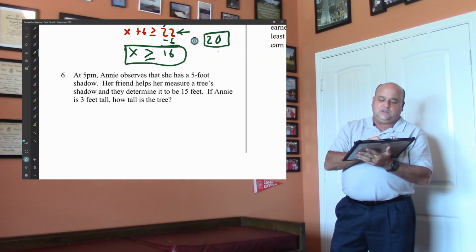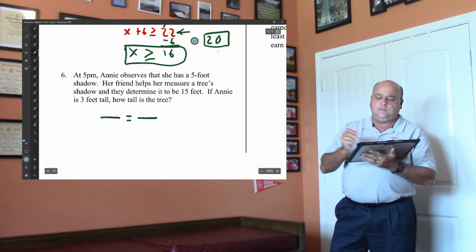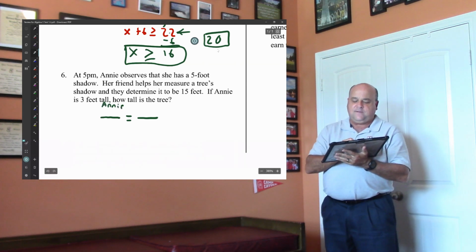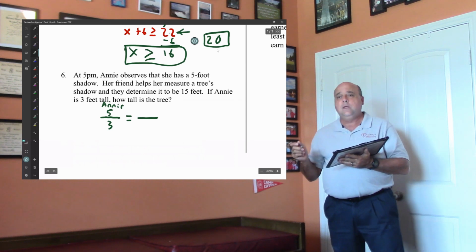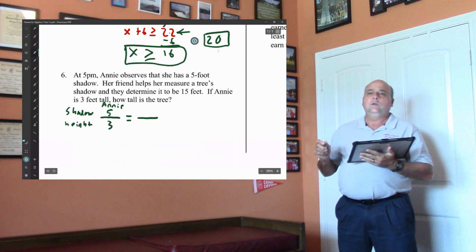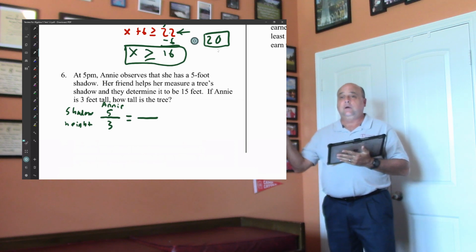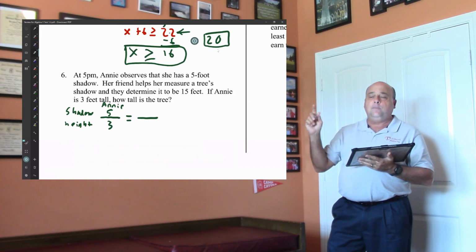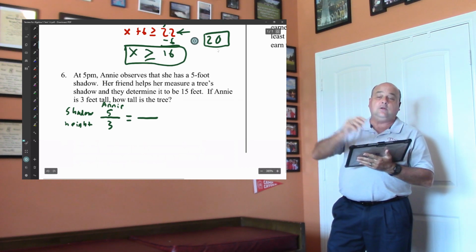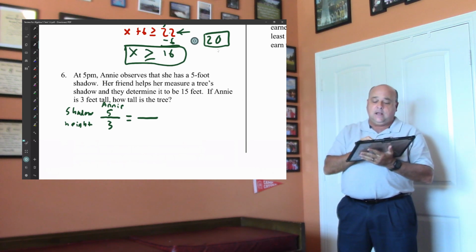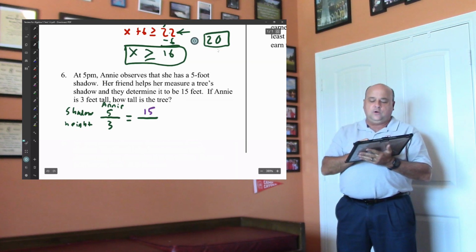Okay, so on this problem here, draw fraction bar equals fraction bar. And let's put Annie in the first fraction. So Annie has a 5-foot shadow and she's 3 foot tall, right? So to label that, the 5 would be the shadow and the 3 would be the height, wouldn't it? Now then, the other number is 15. Is 15 how tall the tree is or the shadow? Excellent. It's the length of the shadow, right? So the 15 would go on top. We do not know what this is.